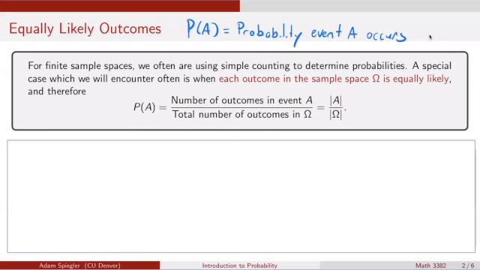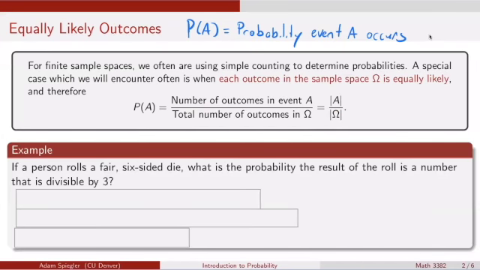So let's take a look at an example with the rolling of the die. Let's now assume that our die is fair again. So that means any one of the 6 outcomes is equally likely to happen. Then let's consider what is the probability that the result of a roll is going to be divisible by 3. So we have our sample space omega, which consists of the outcomes 1, 2, 3, 4, 5, or 6. So the size of set omega consists of 6 elements.